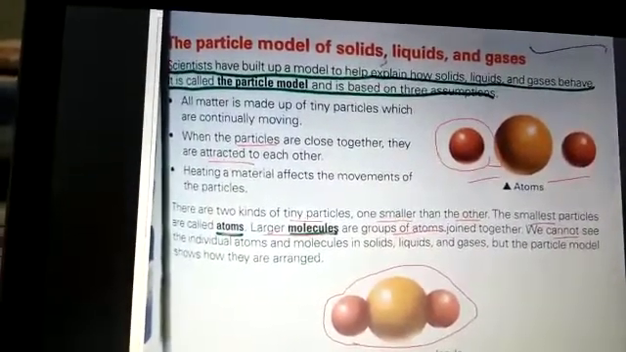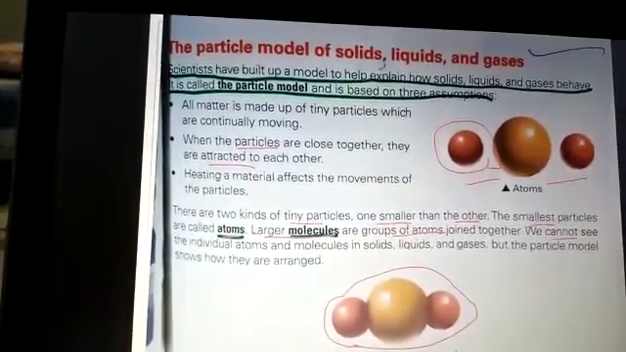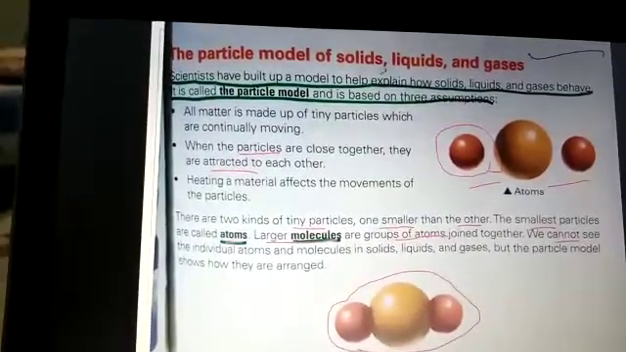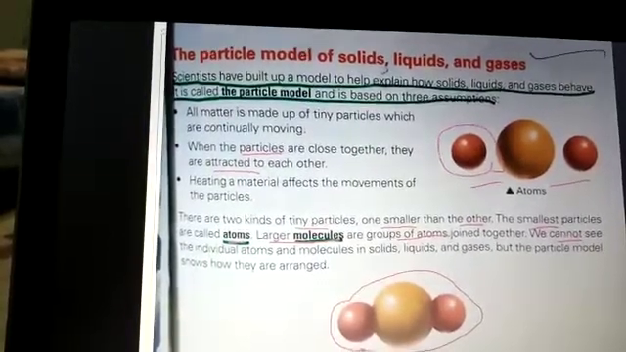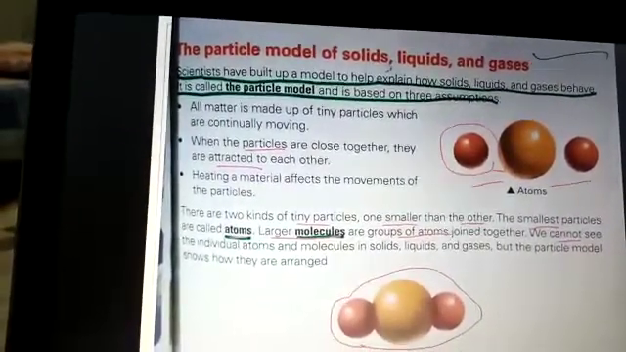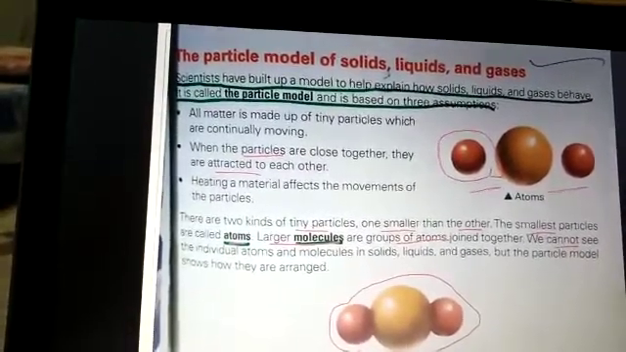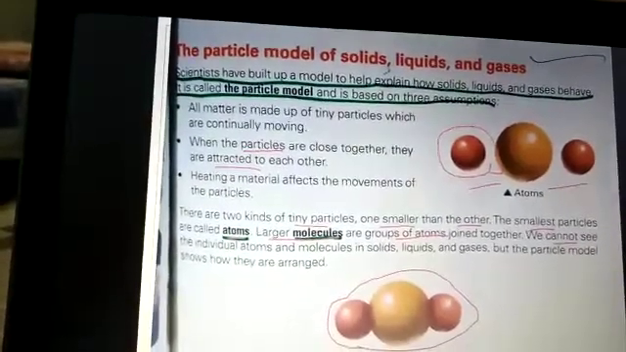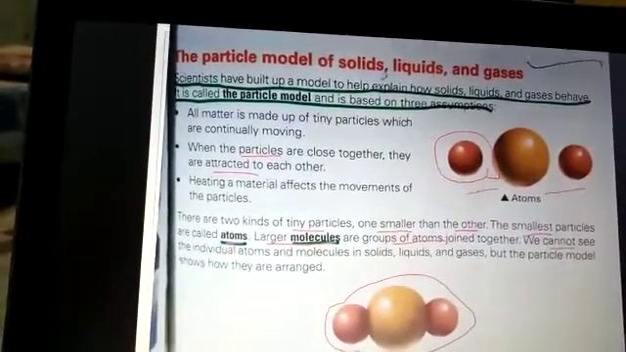Scientists have built up a model to explain how solid, liquid and gases behave. It is called the particle model. You can say that it explains how solid, liquid and gases behave and how their shape and volume are fixed. This is called the particle model and is based on three assumptions. These 3 points are very important. Kindly note this point on your sheets.